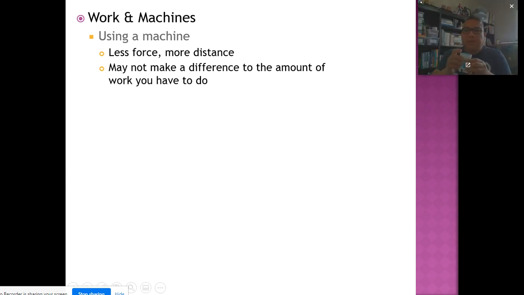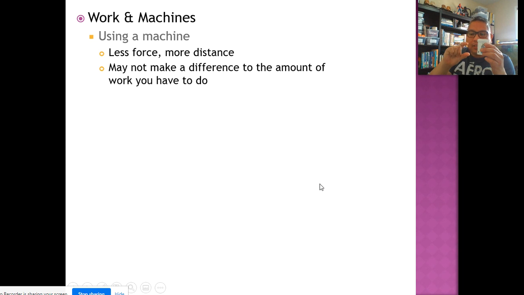Say, for example, I want to lift this to a certain height, this much, right? I can just exert more force and lift it, or what I can do is get an inclined plane, like this one. Then I will push it with less force, but more distance. Make sense?